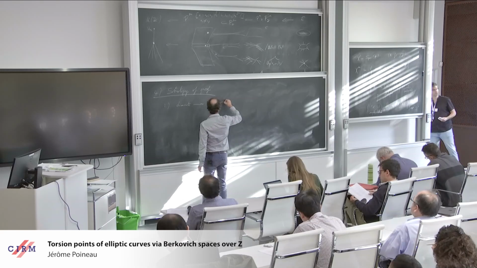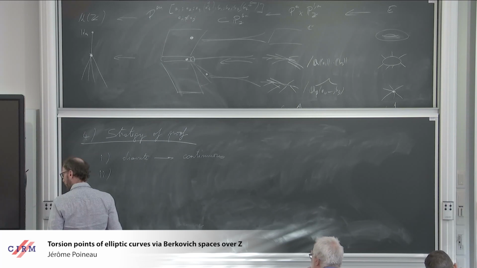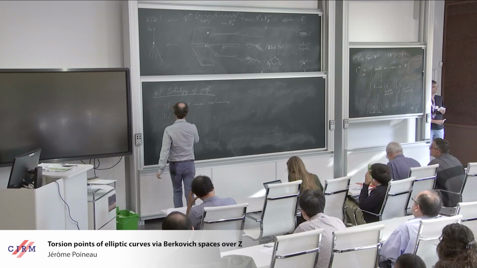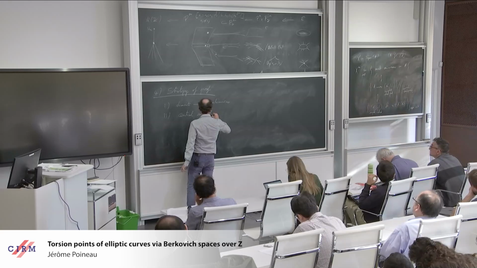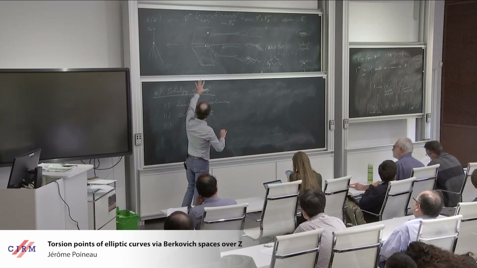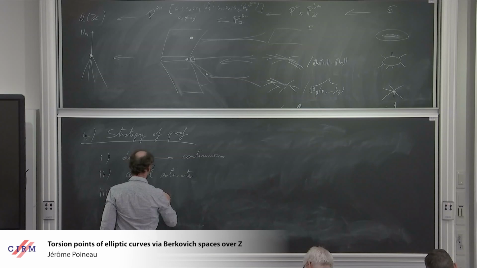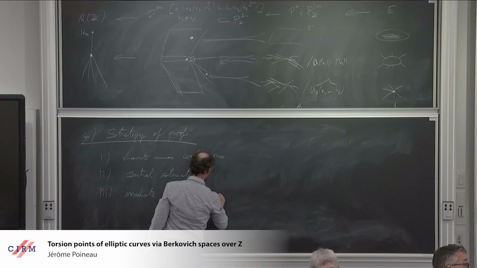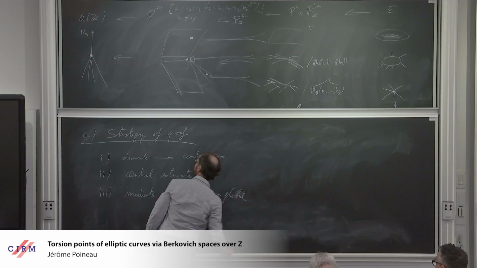The second step is what I call the central estimates. Sorry, just a translation problem. And the third step is where I want to somehow irradiate, so you understand what happens in this central fiber. So that's going from central to global.